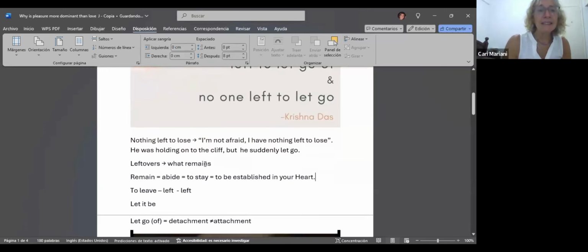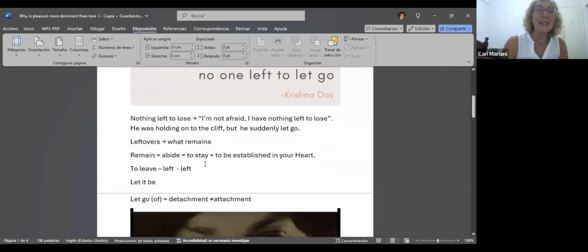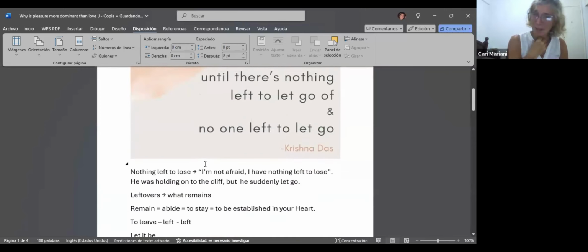So, another common usage in English of the word left is, I have nothing left to lose. I have nothing left to lose. When do you use this kind of expression? For example, you can say, well, I'm not afraid, I have nothing left to lose. Or in a situation of despair, how do we say in Spanish? Ya no tengo nada que perder. They say there is nothing left to lose.